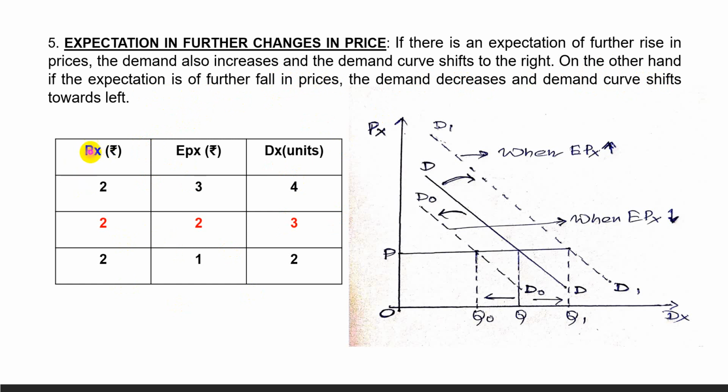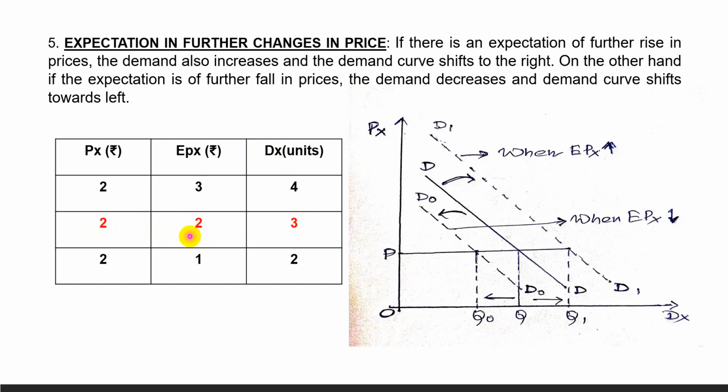Px is the price of the good, EPx is the expected change in price, and Dx is the quantity demanded for good X. Now suppose this is the normal situation, that is the given situation, rupees 2 the given price, expected price is 2, and at that price the quantity demanded is 3 units.